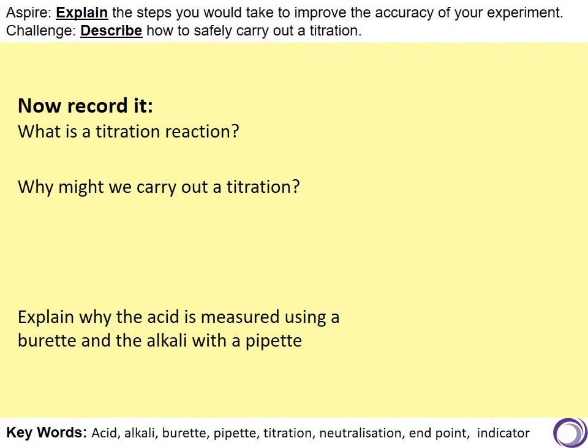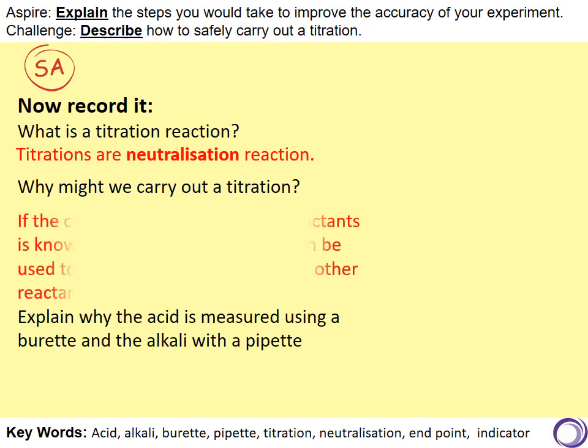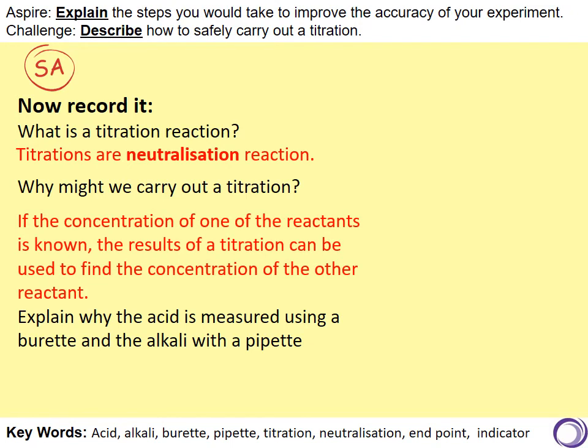So how did you get on then? What is a titration reaction? It is a neutralization reaction. Why do we carry out a titration? We do this if the concentration of one of the reactants is known. The results of the titration can be used to find the concentration of the other reactants.